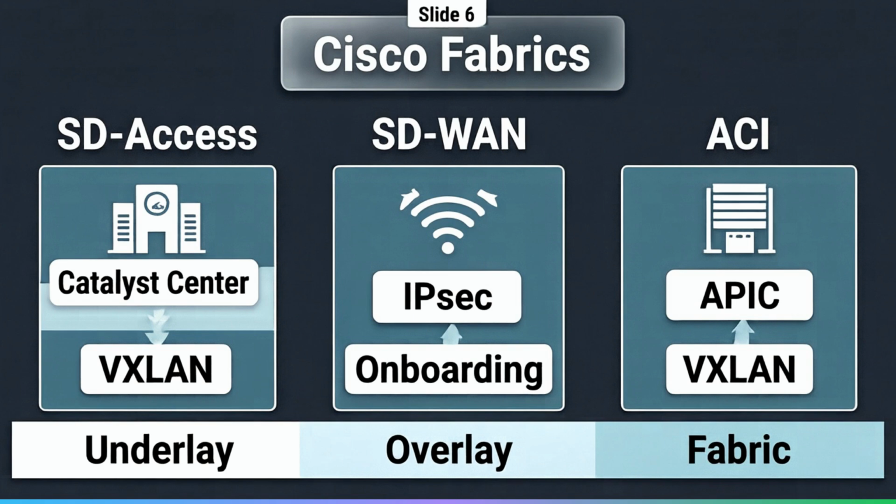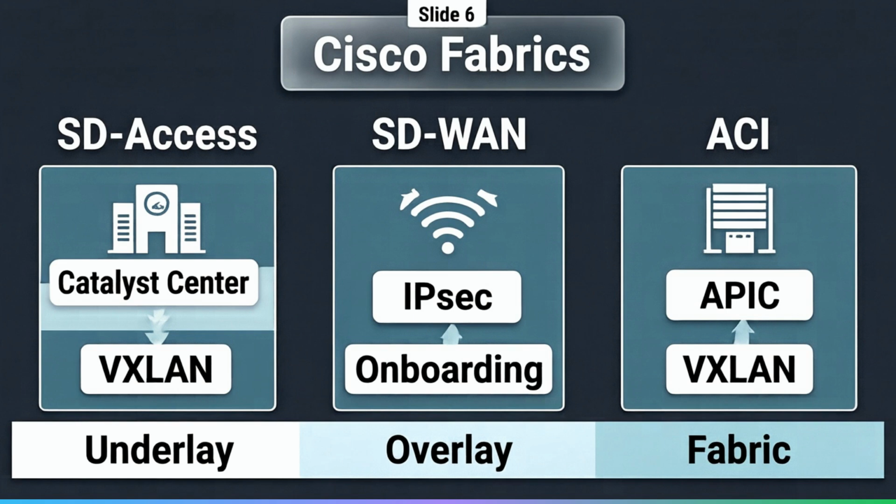In each case, the underlay is the physical transport network. The overlay is the virtual tunnel network built across it. The fabric is the combined physical and virtual system. SD Access and ACI commonly use VXLAN overlays. SD-WAN commonly uses IPsec overlays.